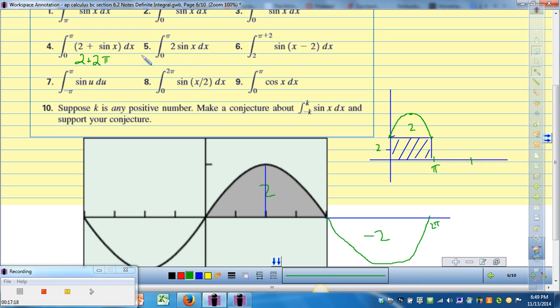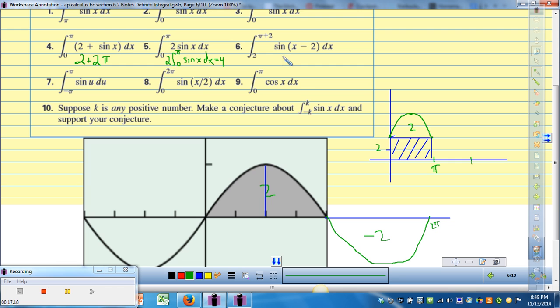All right, number 5 is the integral from 0 to pi of 2 sine x. Well, that changes the amplitude of our function, and just like with derivatives, when we have a constant out in front here, we can move it out in front of the entire integral. So this is 2 times the integral from 0 to pi of sine x dx. And that would be equal to 4.